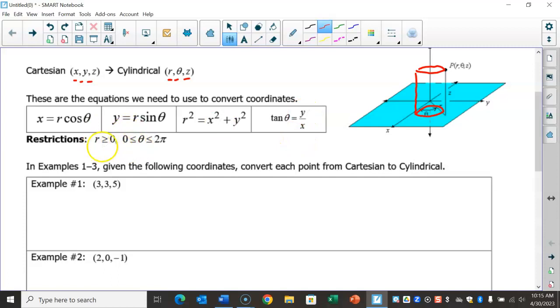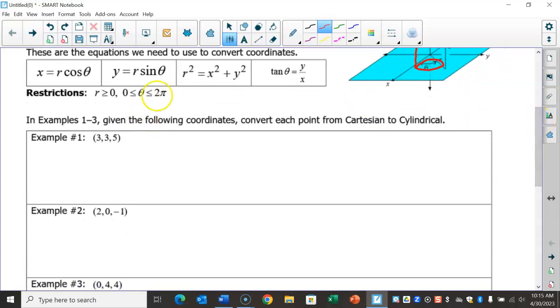We are restricting this so the radius has to be positive or equal to 0. When we're looking at our point, we cannot go in a negative direction, so the radius will always be positive. And since we're rotating around the plane, theta goes from 0 all the way to 2 pi, which is very common with a unit circle problem. So let's look at our equations and at the point.